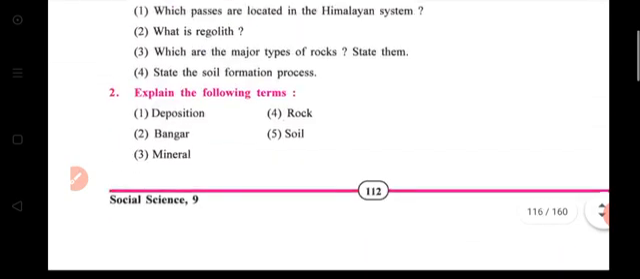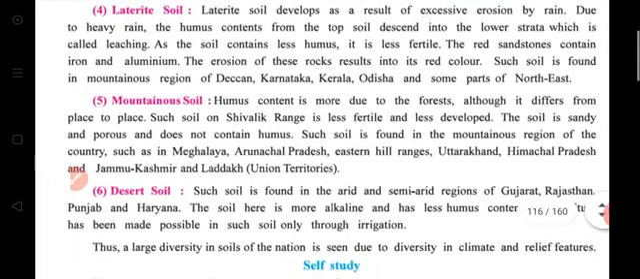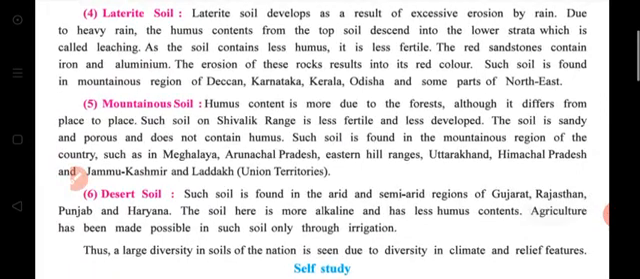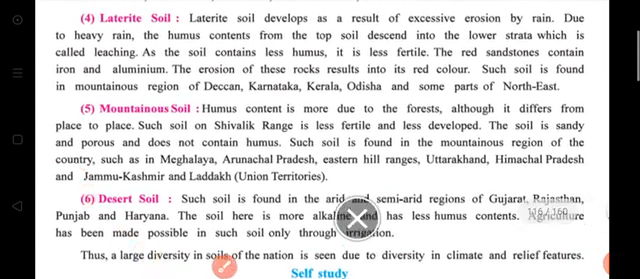Good. So here we are done, but before that, you just read these three types of soil and then revise the whole chapter. We will again read these as a plain reading.